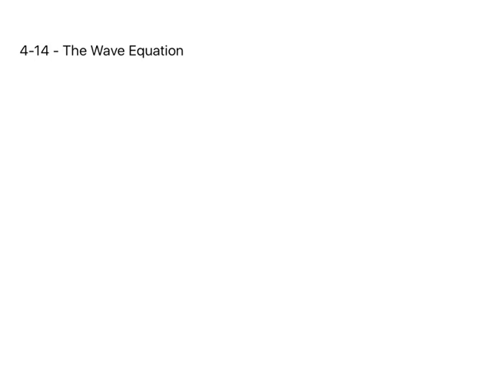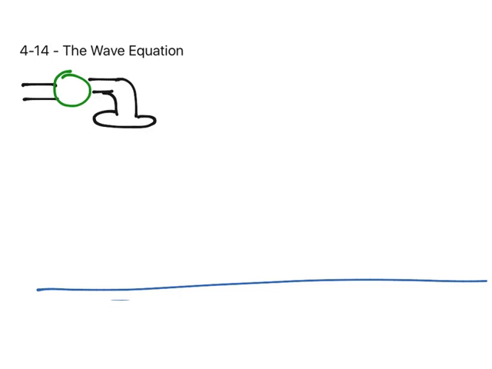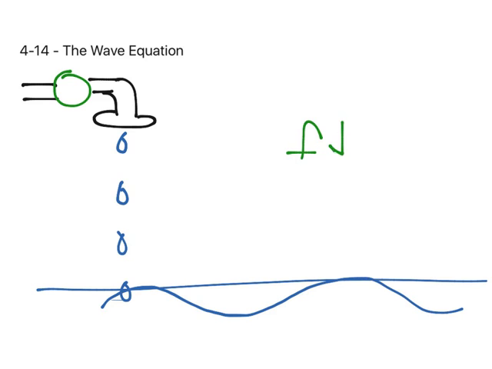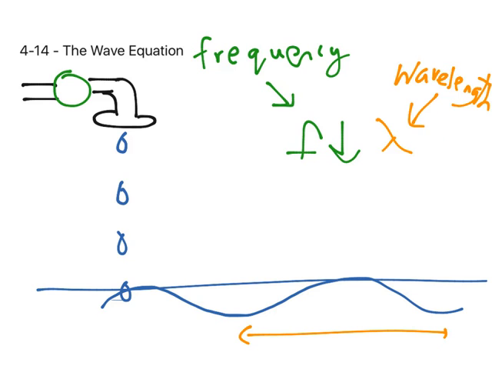Remember from the last video, we have our faucet and water is coming out. We know that if the water comes out slowly, then the wave looks like this. That means the frequency is low. And when the frequency is low, the wavelength is long. F is frequency. This one is called lambda, Greek letter for L. That's wavelength. So low frequency, long wavelength.